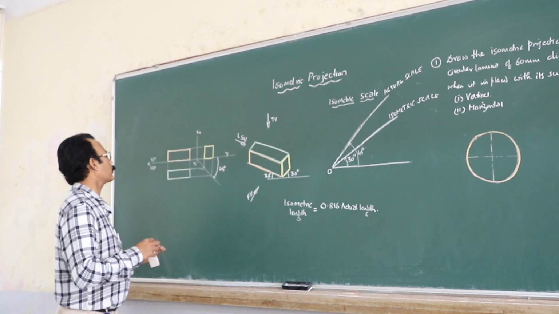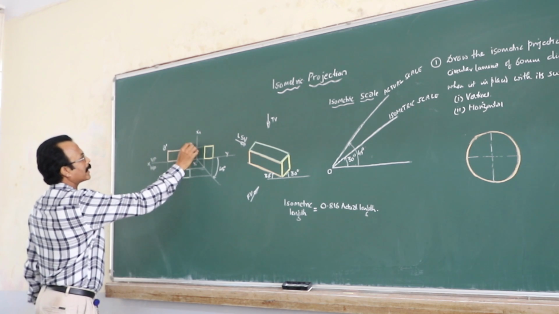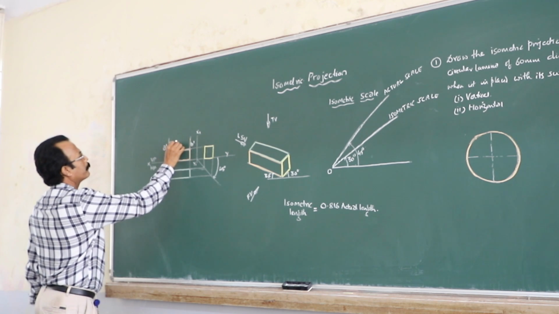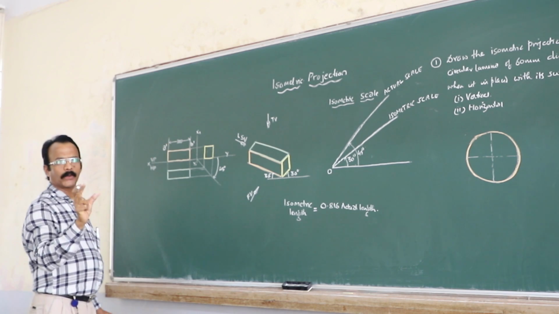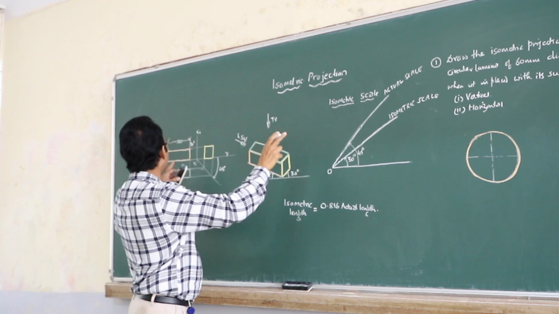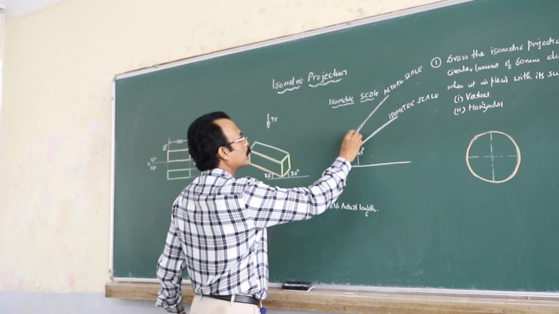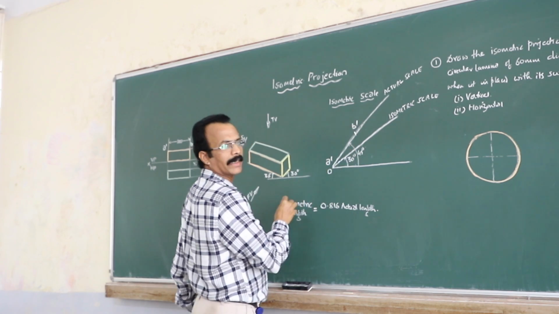So how you are going to do that is, say for example, if I have this length A dash B dash, for example, it is 100 mm. With the help of your compass, take this 100 mm length, and this is your actual length there. And mark it here on the actual scale, right? So, A dash B dash, I will mark it here.